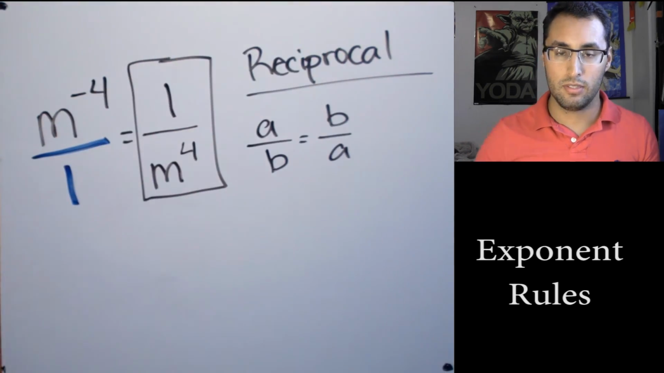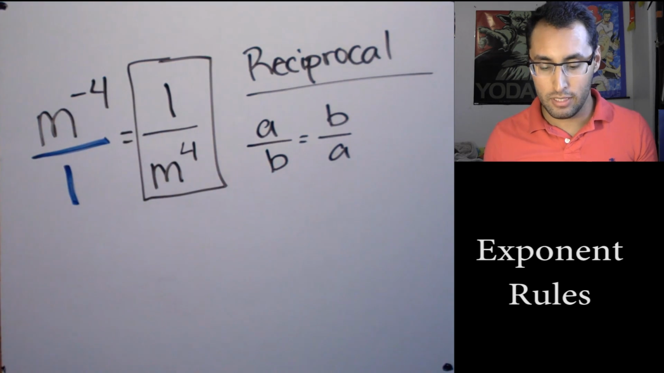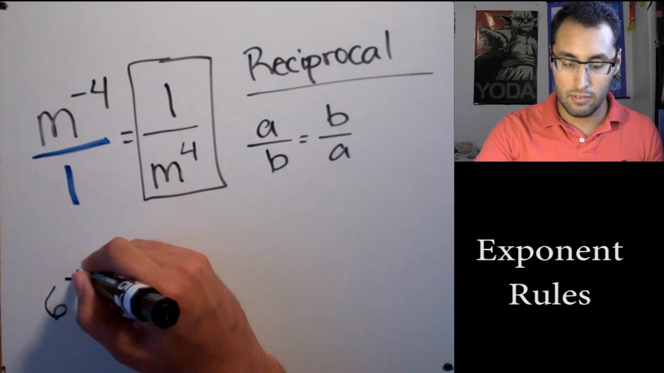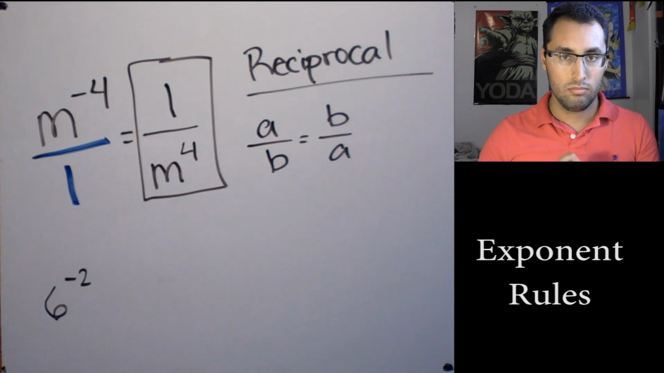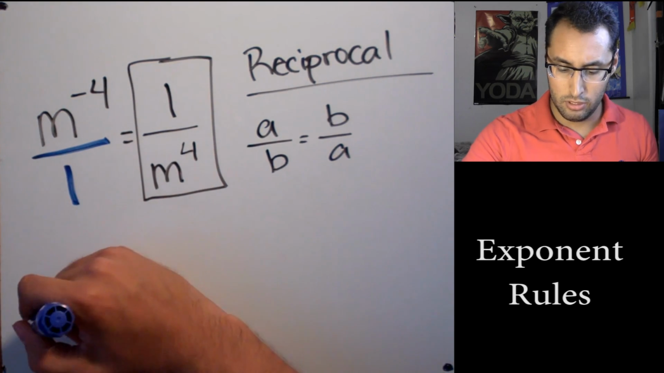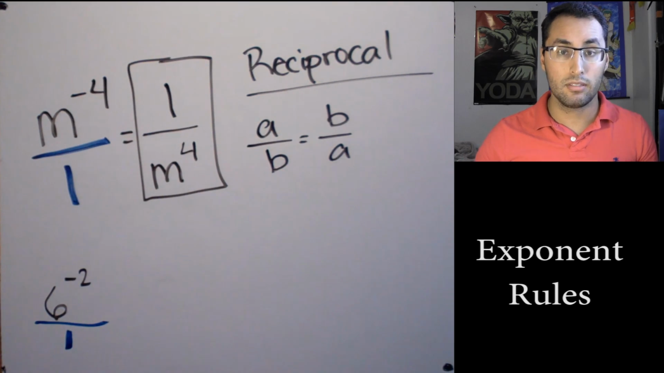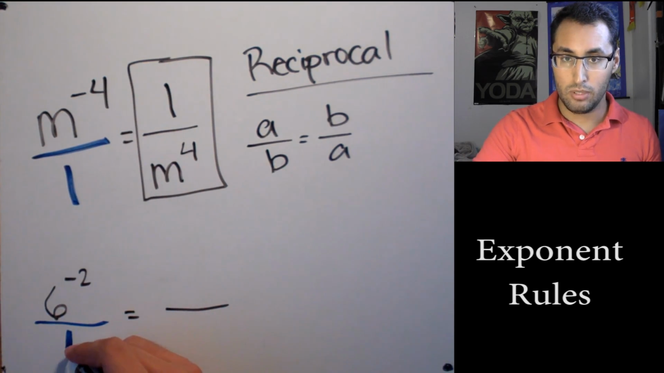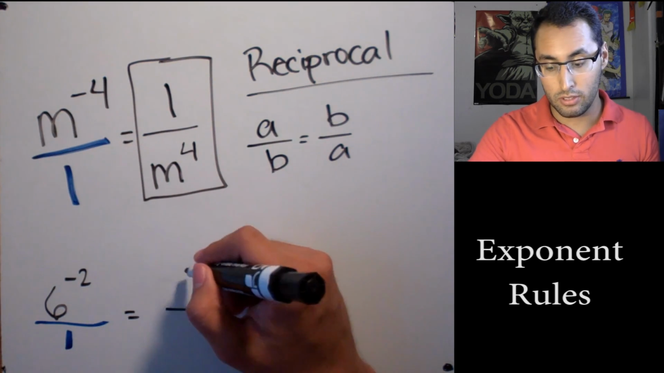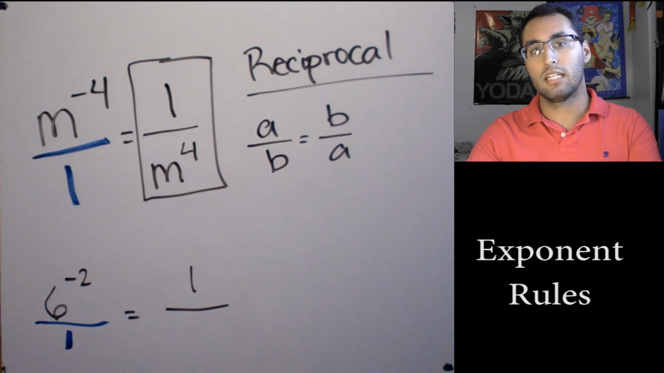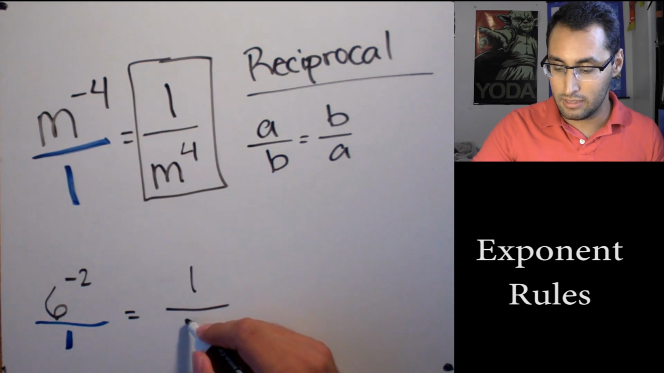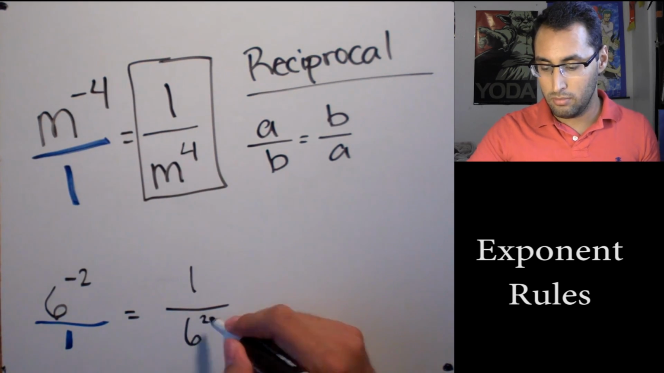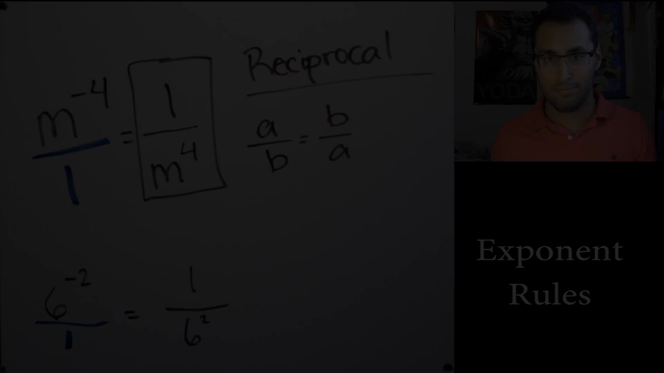Okay. Let me give you one more example for that. Let's say I gave you 6 raised to the negative second power. Well, the same idea happens here. Just put it over 1, make it into a fraction. And what we do, flip them. Instead of 1 being on the bottom, it goes on the top. Instead of 6 to the negative second power on the top, it goes on the bottom. So we're going to have 6, but you change the exponent. Negative becomes positive. That's it.